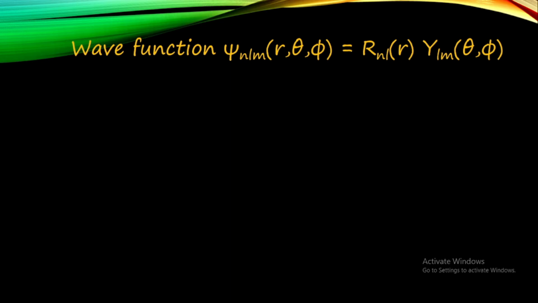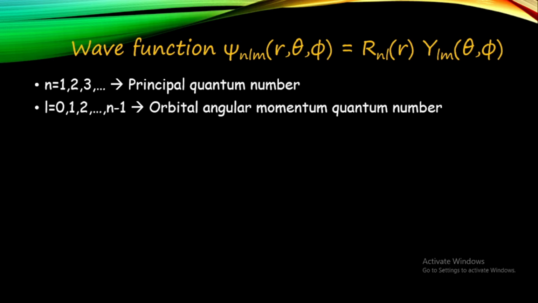So what actually are these quantum numbers? We have already discussed that n is nothing but the principal quantum number, which takes the values 1, 2, 3, and so on, whereas l depends on n and takes the values from 0 up to n minus 1, and it is known as the orbital angular momentum quantum number.